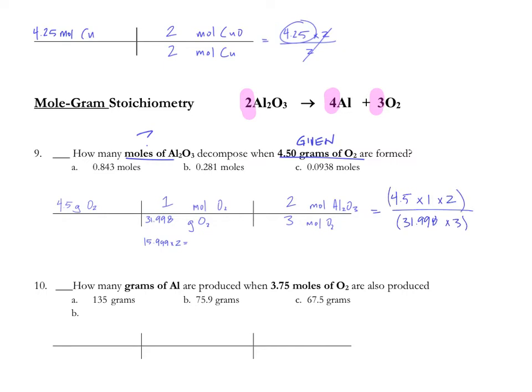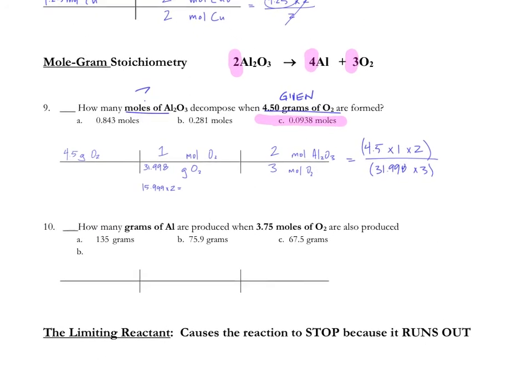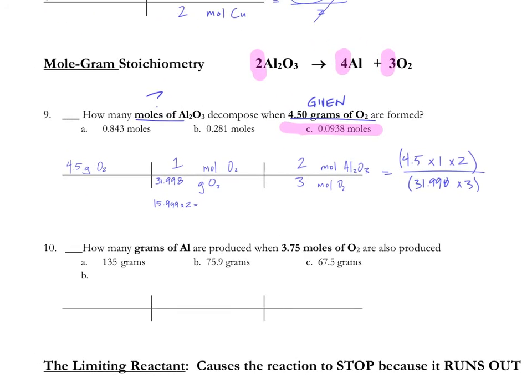When you type that into the calculator, you should get 0.0938. It's best to use parentheses for your numerator and denominator so that your calculator knows exactly what you're trying to do. If you don't get 0.0938, try it again. Parentheses might be your issue.